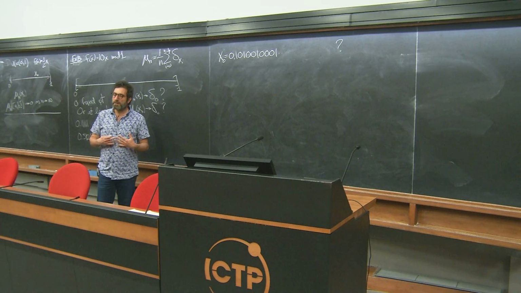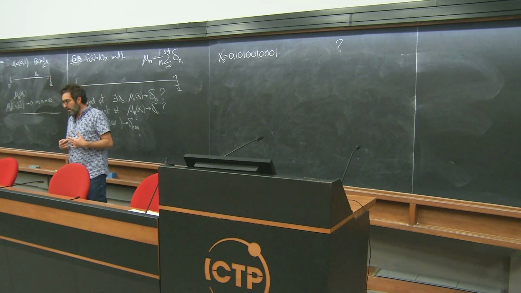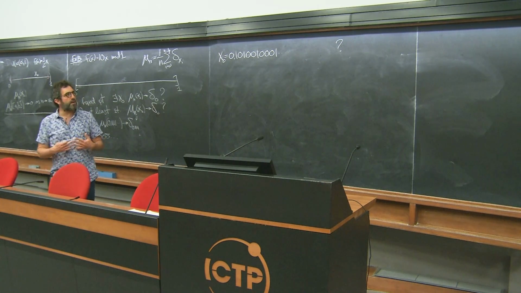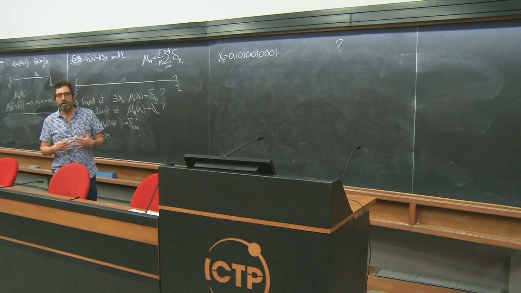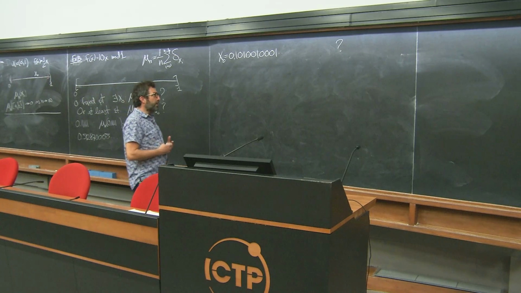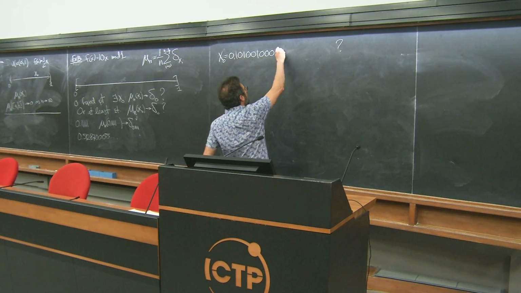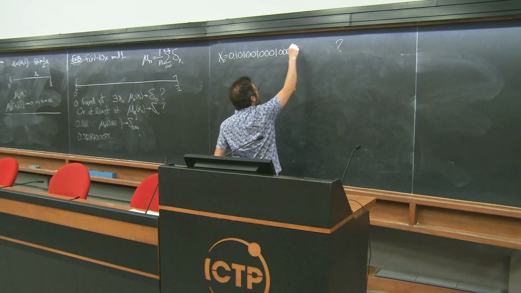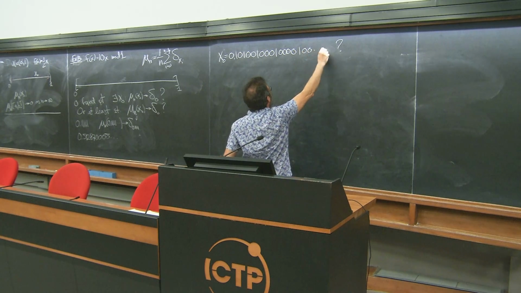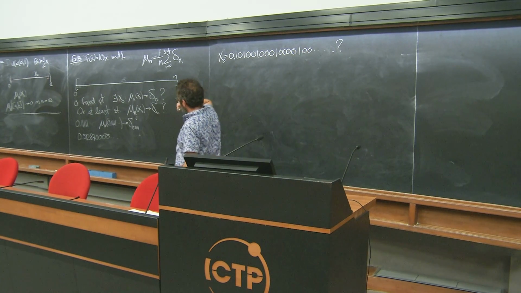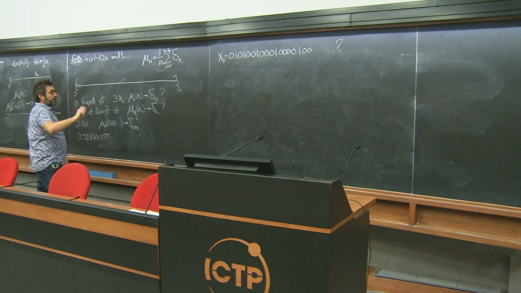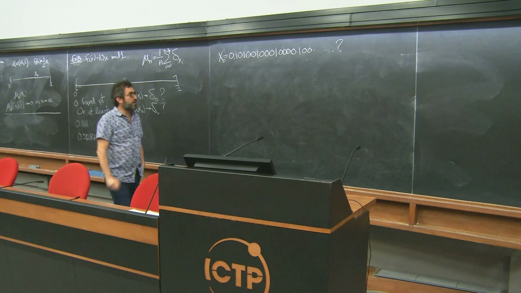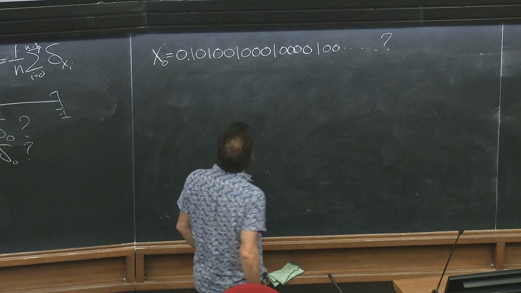I think it contains all finite blocks of zeros. Excuse me, Mubarak, say again. It contains all finite blocks of zeros. That's right, it contains arbitrarily long blocks of zeros. So here we have 4 zeros and so on. So you're correct. This is a correct example, right?